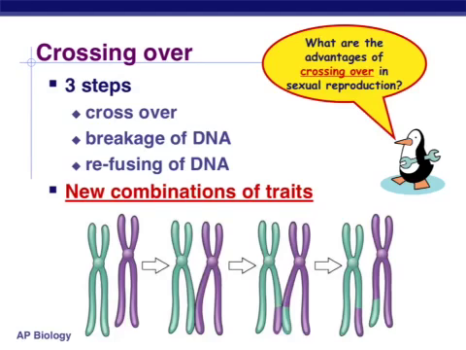We have traits on either chromosome, on mom and dad's chromosome, that we didn't have before. And now when we separate into sister chromatids, this particular chromosome is going to have some information that this chromosome doesn't have. And same thing here. This one is going to have information that that one doesn't have. So that's the advantage. We are introducing genetic variation into our organism.